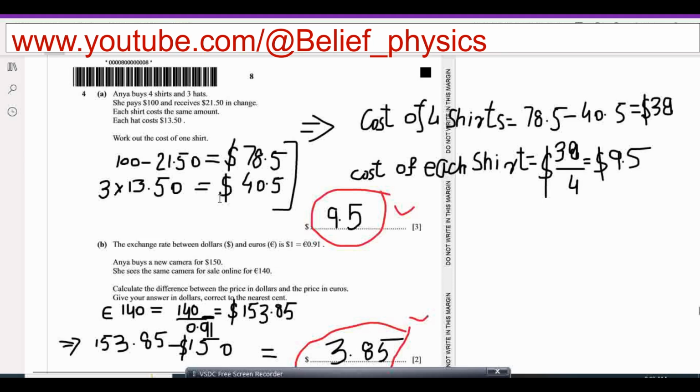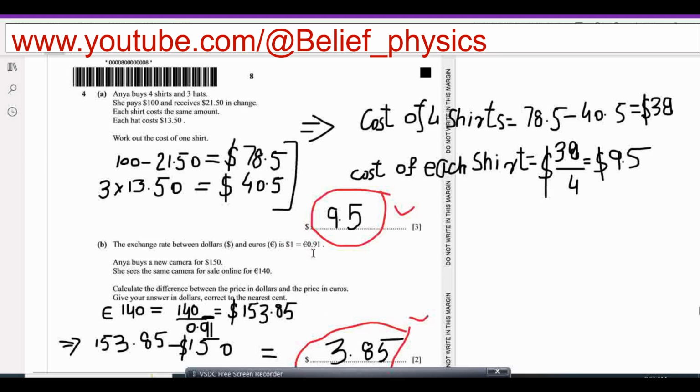That's it. Question: the exchange rate between dollars and euros is $1 equals 0.91 euros, which means the euro is a bigger currency in this question. Anaya buys a new camera for $150 in dollars. She sees the same camera for sale online for 140 euros. So we have to find the difference in cost between the euros and the dollars. We have to give the answer in dollars, so convert these euros into dollars.